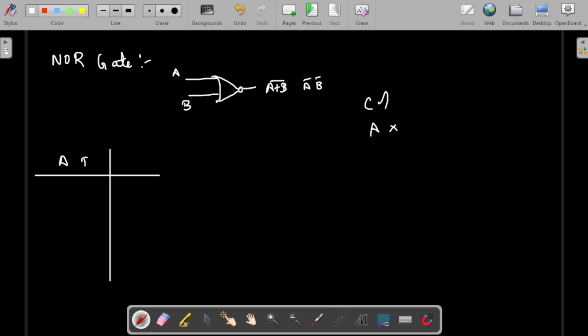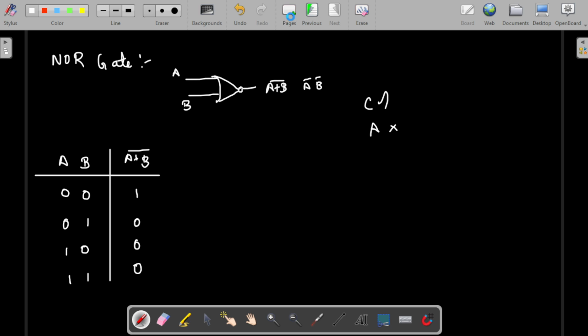So A, B, and output A plus B the whole bar: 0, 0, 0, 1, 1, 0, 1, 1. So if we add and take the toggle, then it will be 1, 0, 0, 0. Okay, so this is how the NOR gate will work. So this is the basic functionality of the NOR gate.